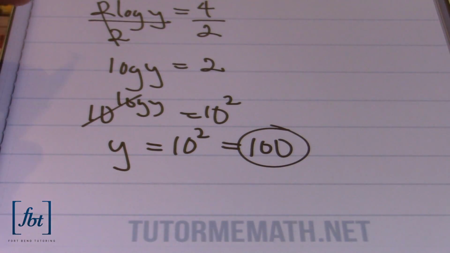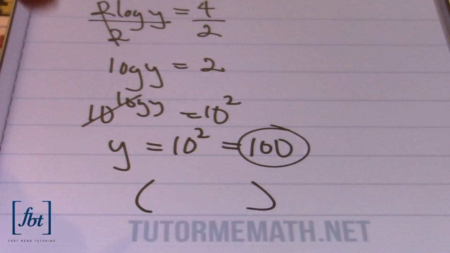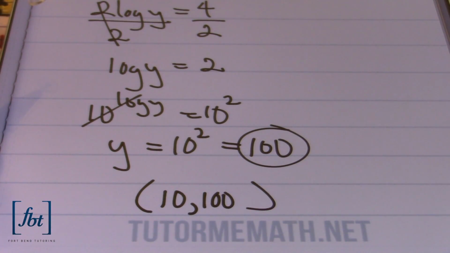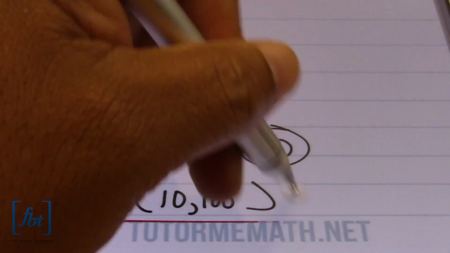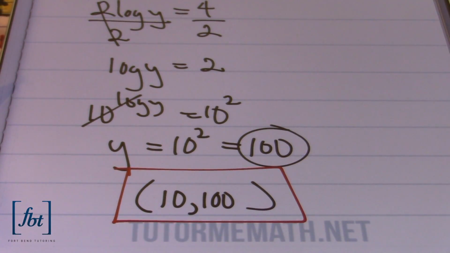So that means that my point of intersection here is going to be 10, 100. That's the point where these two functions intersect. And now we're going to red box it. Red boxing it. Just like that.